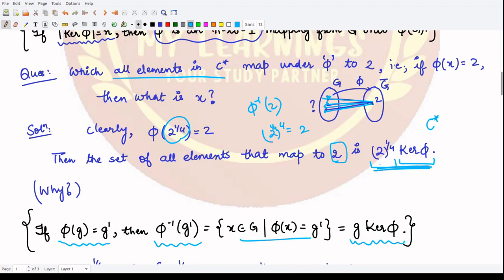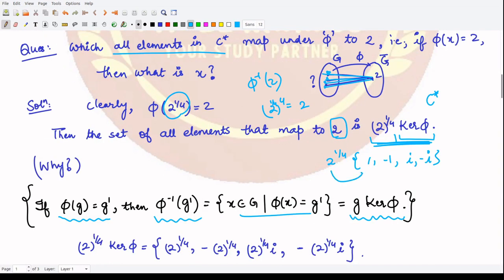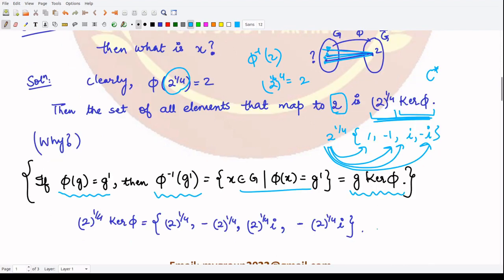In order to calculate this, you have to multiply 2 raised to power 1 by 4 with all the elements of the kernel, right? You have to multiply it with each one of them, correct? Once you do that, you have this as your set. Hence this is the list of all the members which, when taking power 4, that means whenever we take phi of it, would give you the answer as 2.